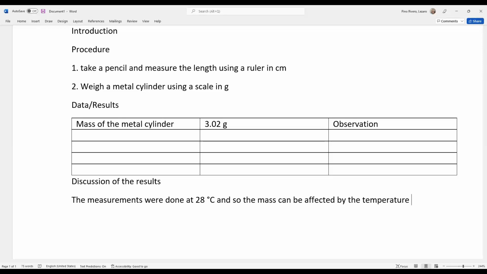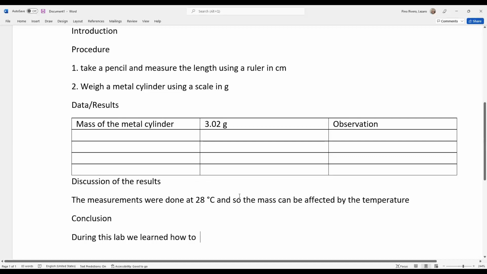Then you are going to do some explanation about the lab. And finally, you write the conclusion. The conclusion is, in this case, during this lab, we learned how to do measurements of mass, volume, length, temperature.